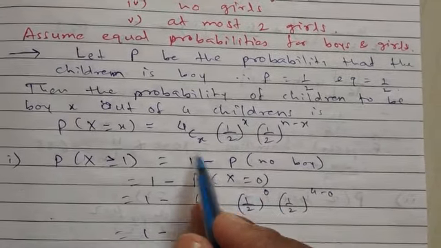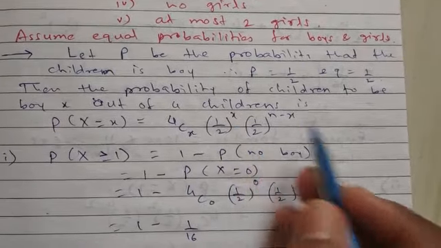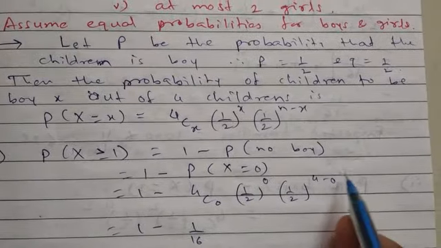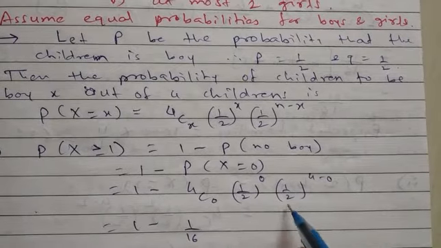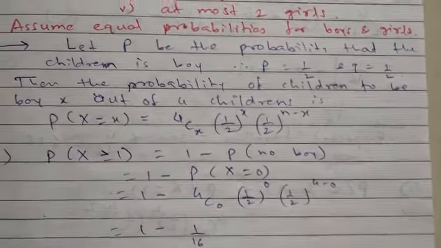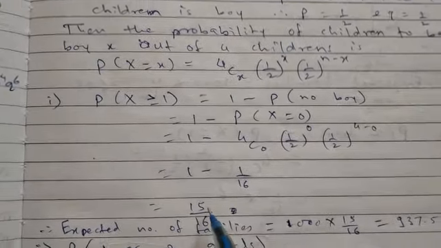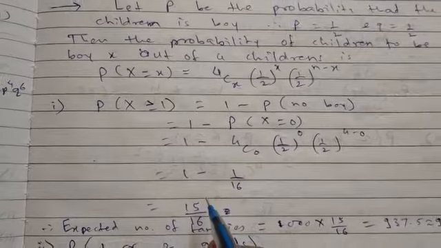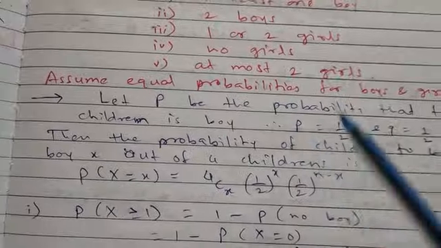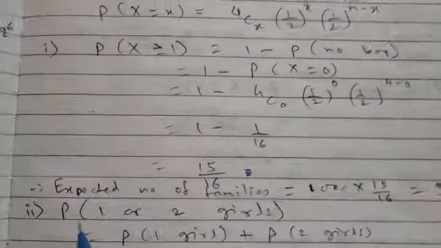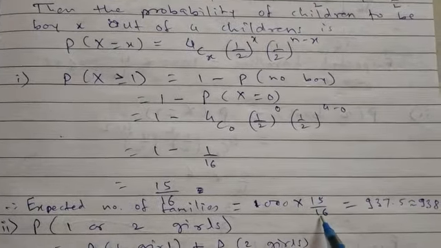No boy means X equal to 0, so we'll put here 4C0, 1 by 2 raised to 0, 1 by 2 raised to 4 minus 0. So 1 minus the value of this term: 1 by 2 raised to 0 is 1, 1 by 2 raised to 4 is 1 by 16, and 4C0 is 1. So 1 minus 1 by 16, which is 15 by 16. So this is the probability that at least 1 boy is there. But our target is to find out how many families are there with at least 1 boy. So expected number of families equals total families into probability, which is 938.